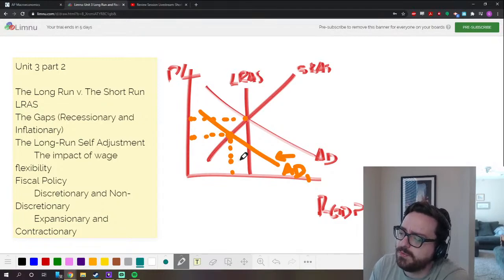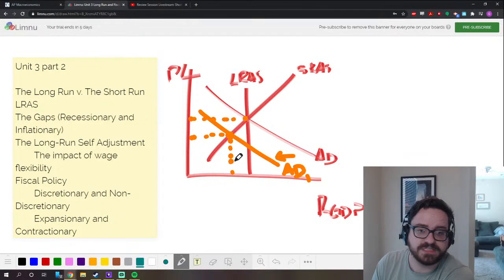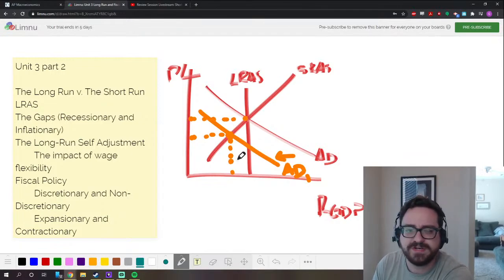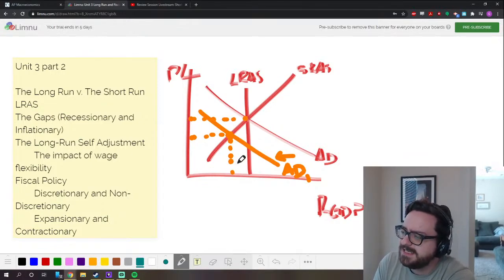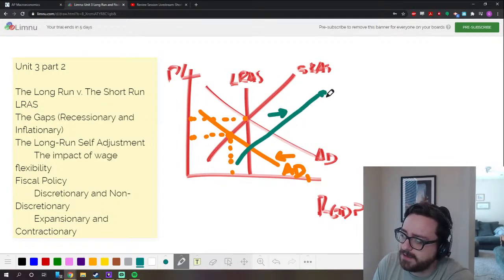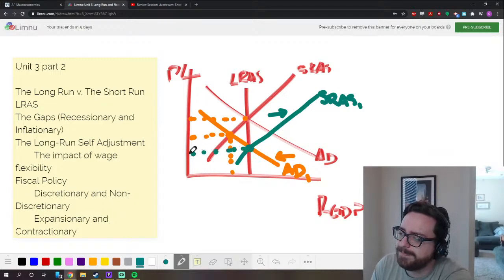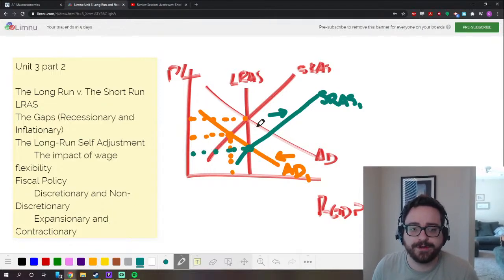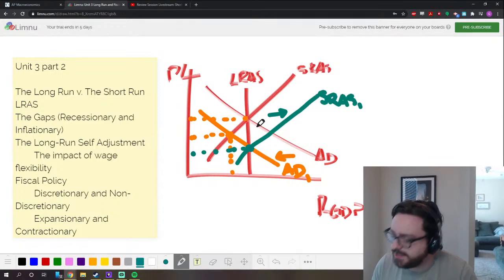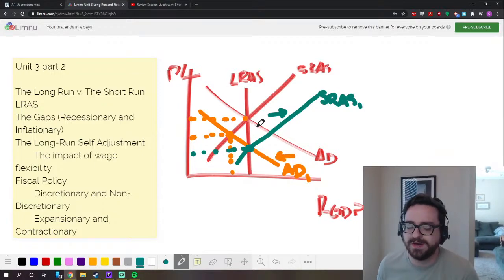So if they lowered wages as a business, that allows them to produce more, because if they pay their workers less, they can afford more resources, pay for more workers, etc., which would get me this change on my graph. I would get SRAS increasing, which would get me, hey, look at that, back to long-run equilibrium. So let's make sure we're clear on how this part works, because this is always the thing my students struggle with.